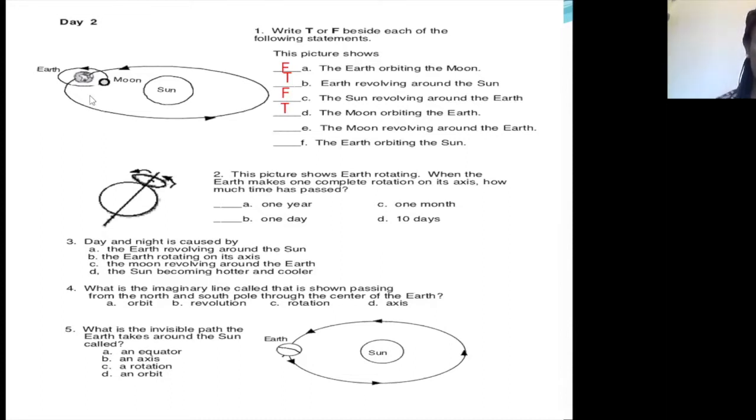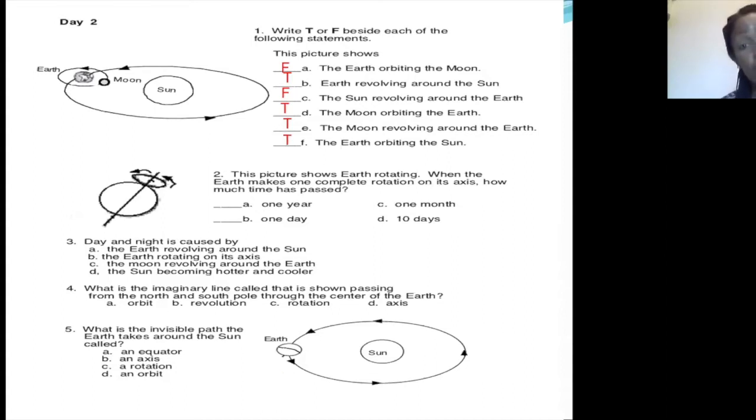Again, I'll show you again on the PowerPoint. This is the Earth. This is the moon. The moon is revolving around the Earth. So that will be true. The Earth orbits the sun. That is true. So that's section 2, 4, 6.